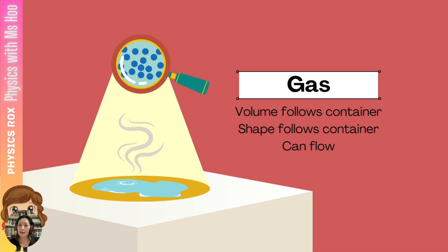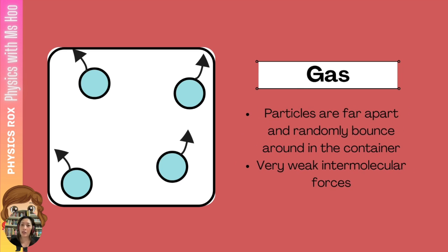Just like for solids and liquids, these properties can also be explained based on their particle arrangement. For gases, the particles are very far apart and they tend to randomly bounce around in a container. Because they're so far apart, they have very weak intermolecular forces. Based on the separation of the particles, the gases do not have a fixed shape. And because the gas particles can bounce around, that's why they also don't have a fixed volume.